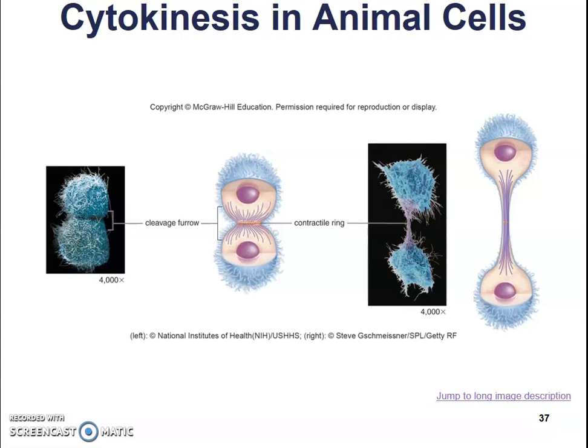Here is a diagram and an actual image of the cleavage furrow and contractile rings in an animal cell. The cleavage furrow is where it starts to pinch together. The contractile ring is what's actually causing that cleavage furrow to form. So here we have an early part of cytokinesis where they're still pretty connected. Here we have a later image where they have separated more and more and more, and you can see that they are barely holding together.